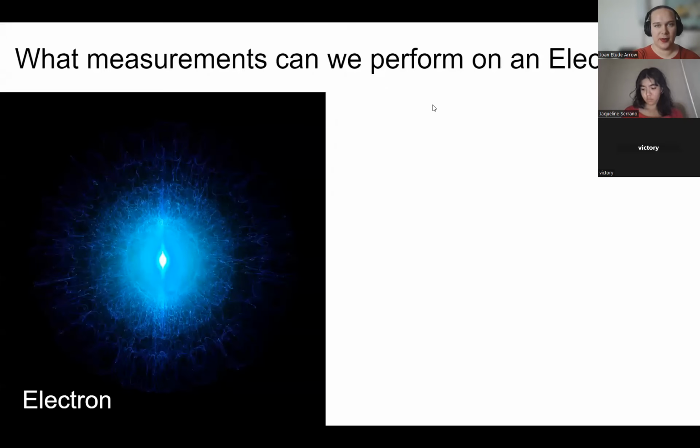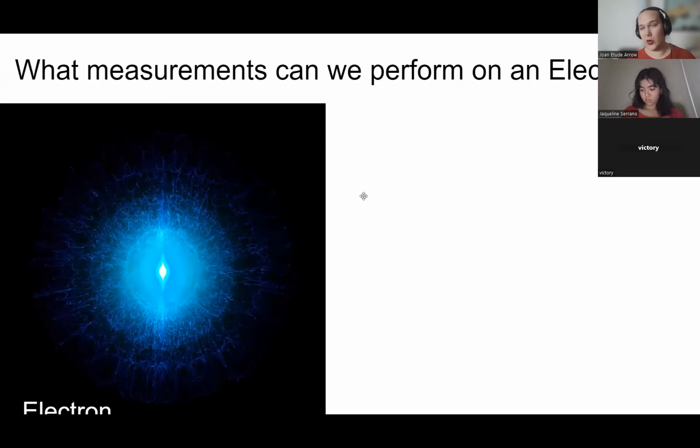So we want to talk about what sorts of measurements you can perform on an electron. What kinds of information can you pull from that? And we're imagining now our quantum computer. We want to build it out of electrons. Electrons are now the qubits that we're going to be using. And so the question is, what properties of the electron give you the 0 and 1 poles of that Bloch sphere?